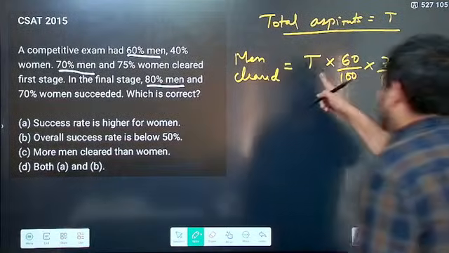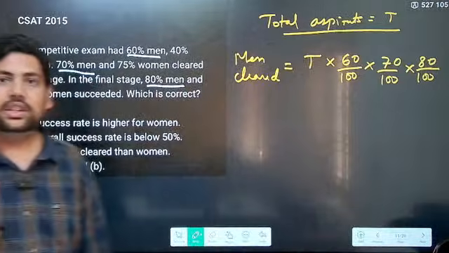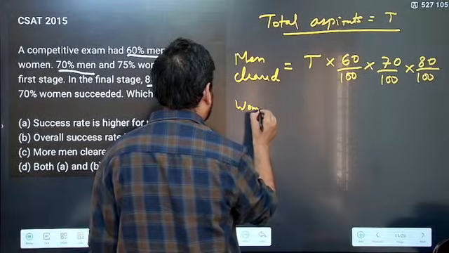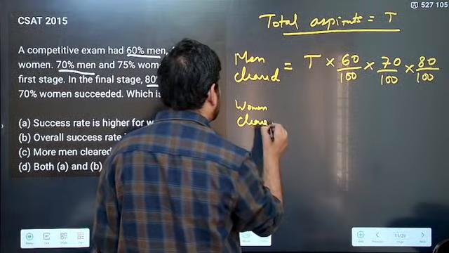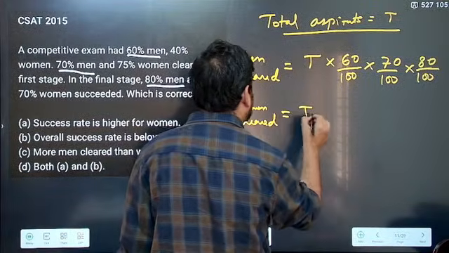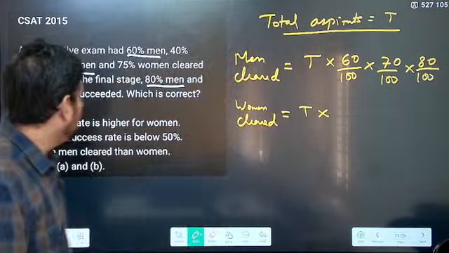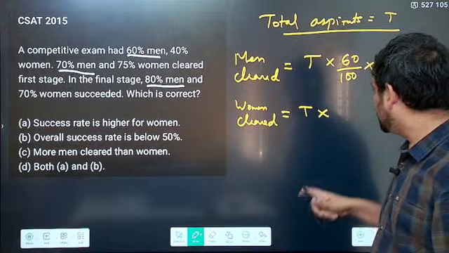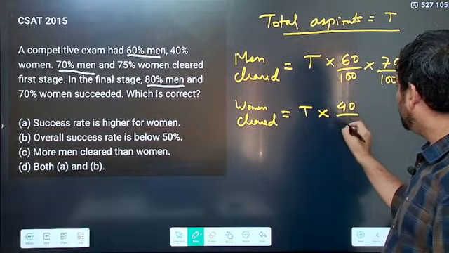This is the number of men who cleared. Correct. Now let's write the number of women who cleared the exam. This will be whatever is the total into... Now how many women are there? Women are 40%. Correct. So this is 40%.